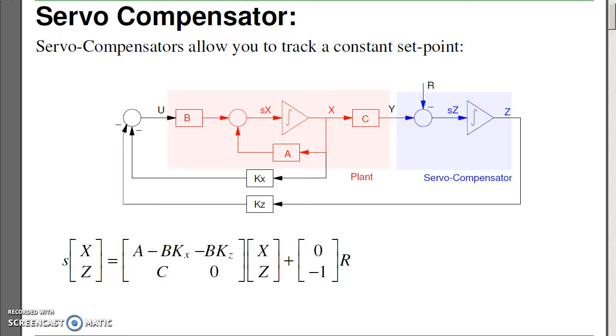The closed loop dynamics of a plant plus a servo compensator are as follows. The problem I want to solve is how do you find kx and kz using LQR techniques.